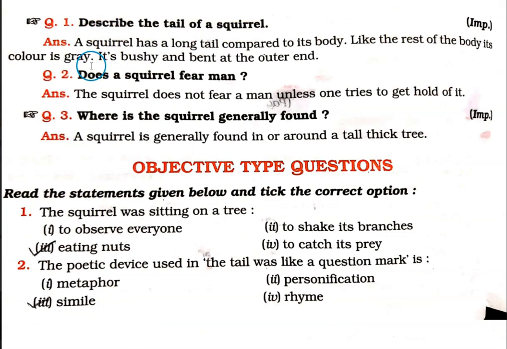Describe the tail of a squirrel. A squirrel has a long tail compared to its body. Like the rest of the body, its color is grey. It's bushy and bent at the outer end.